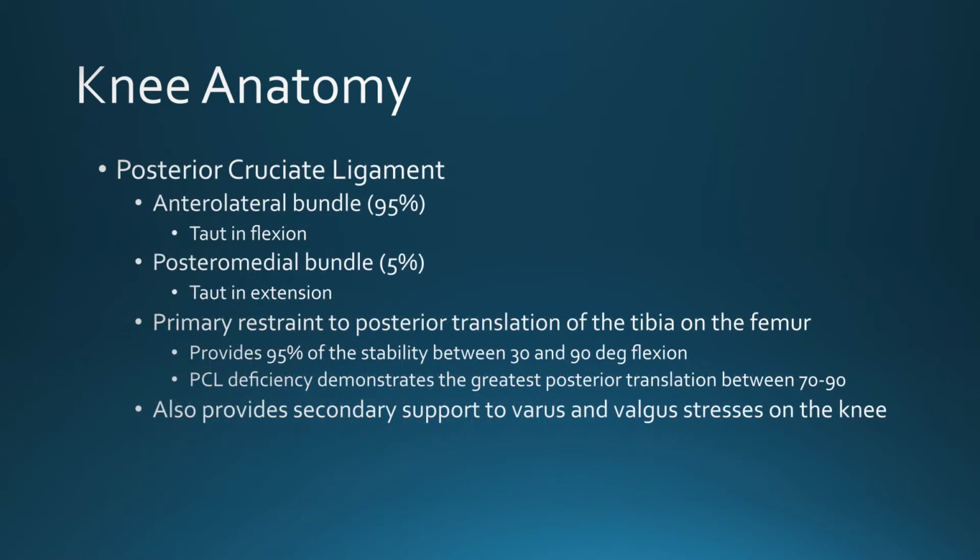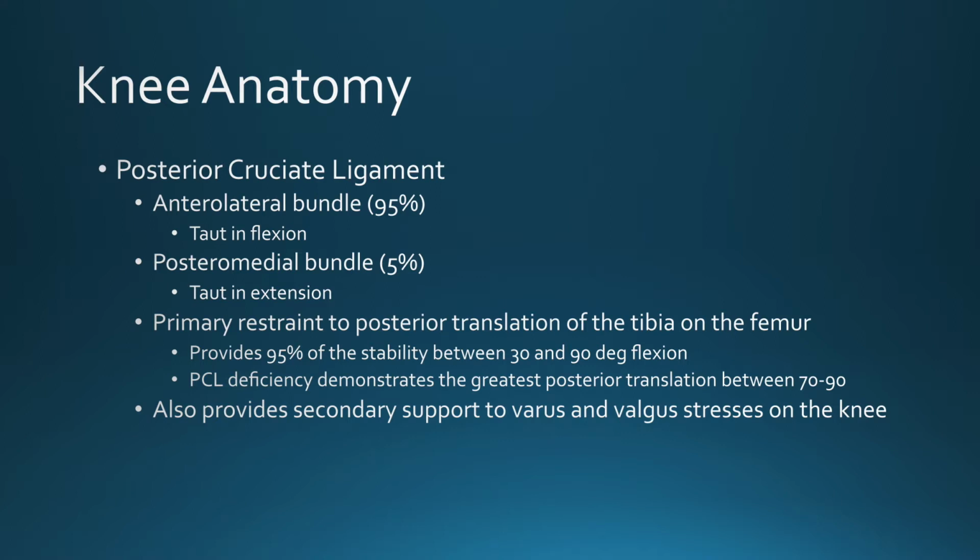The posterior cruciate ligament has an anterolateral bundle, which comprises 95% of the ligament, and a posteromedial bundle, which is the remaining 5%. The anterolateral bundle is taut in flexion, while the posteromedial is taut in extension. The primary restraint to posterior translation of the tibia on the femur is provided by the posterior cruciate ligament. It provides 95% of the stability between 30 and 90 degrees.